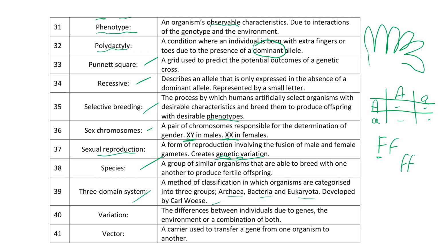The difference between individuals due to genes, the environment, or a combination of both is variation. A carrier used to transfer a gene from one organism to another organism, okay, like in your genetically modified crops, is a vector.